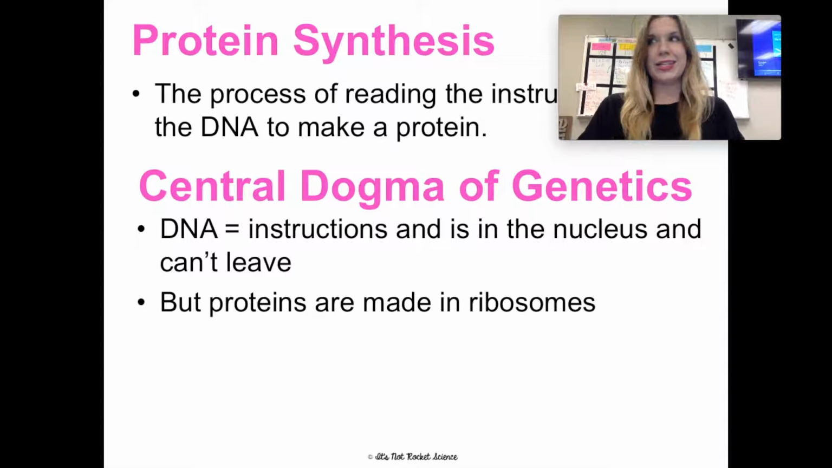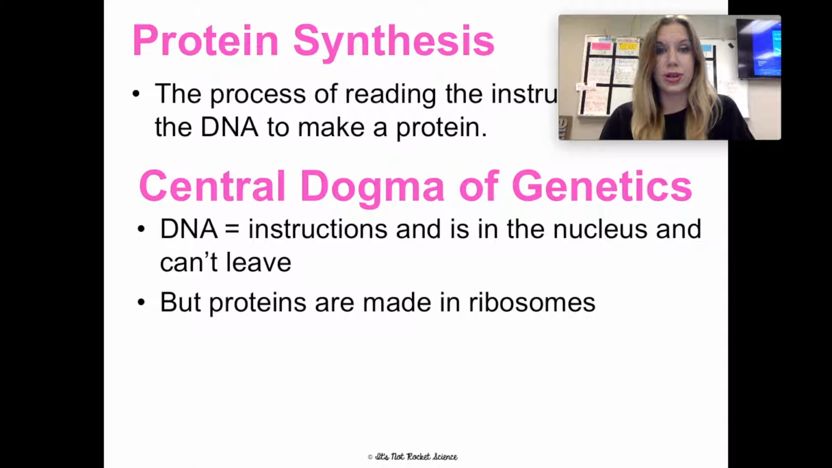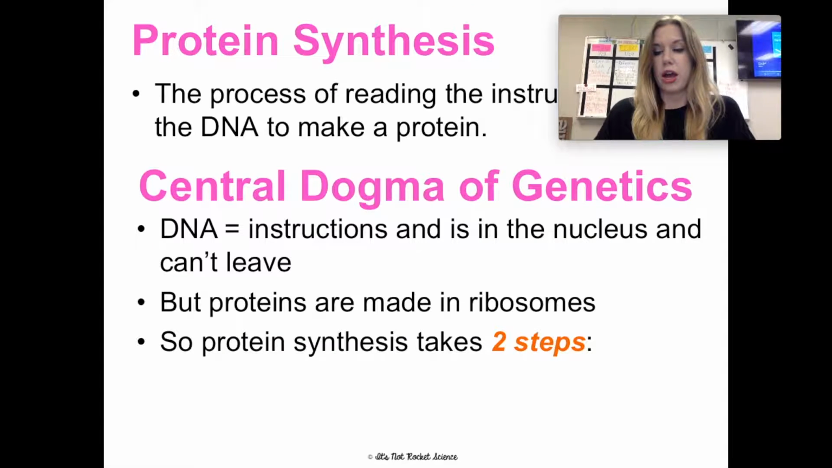However, this is a problem, because if you'll recall from our cell organelles unit, proteins are made by ribosomes. Remember those things, those green things found in the cytoplasm, and attached to the rough ER around the nucleus? Yeah, that thing. So proteins are made in the ribosomes outside, and to fix this problem, our cells solve it in two steps.